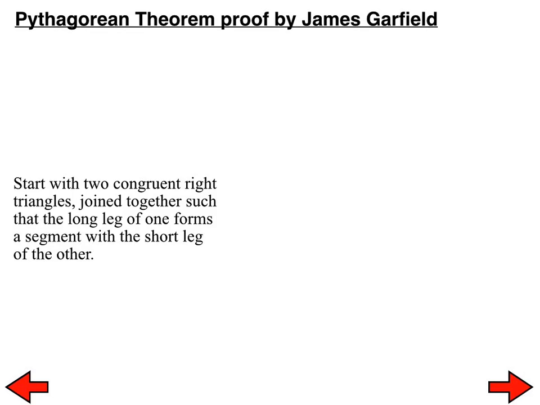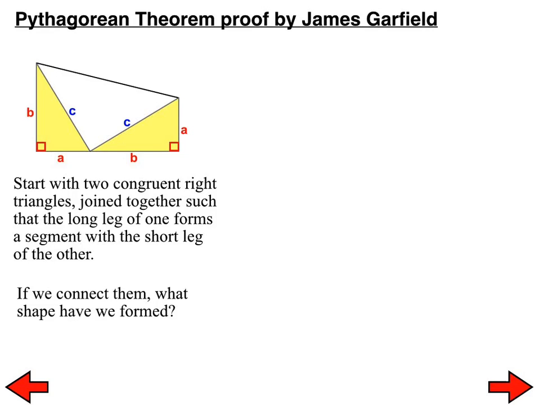We start with two congruent right triangles joined together such that the long leg of one forms a segment of the shorter leg of the other. So it looks like this, and you have that already in your notes. Okay? Now, and this is where you're going to need to start writing, if we connect them, what shape have we formed? So you can see that I connected them together with that line segment.